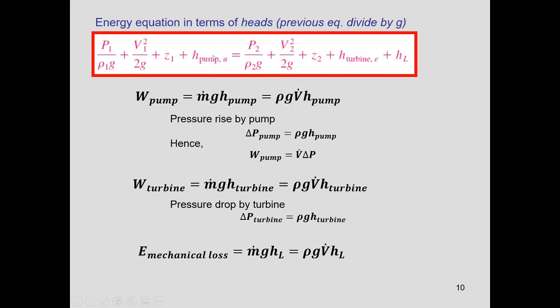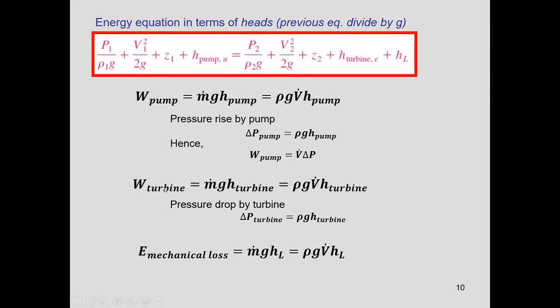From the input for h pump, you also can get the pressure rise by the pump, which is delta P pump equal to rho g h pump. And then from these two equations, you can conclude that the work for the pump is equal to V dot, the flow rate, times the pressure difference, the pressure rise because of the pump.